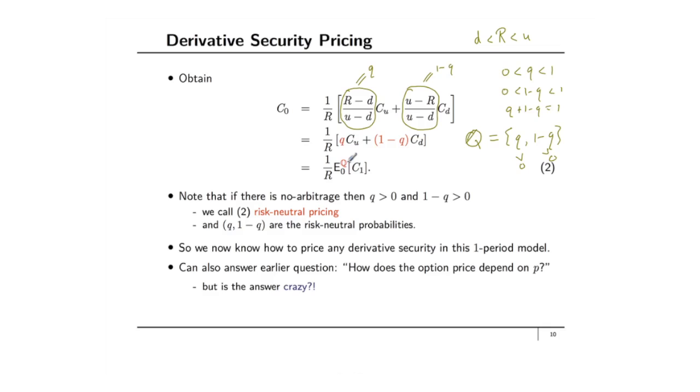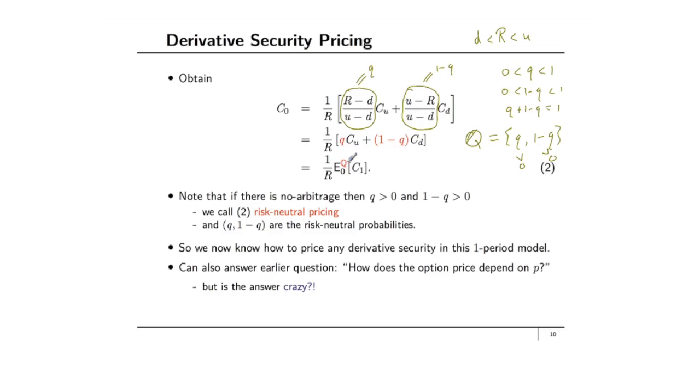And this then is called risk-neutral pricing. So this is a really important concept in finance. We've developed it here in the context of a one-period binomial model. We'll develop it soon in the context of multi-period binomial models, but we'll also see later in the course that it generalizes very easily to more complicated models. And it is how derivative securities are priced in practice. Okay.